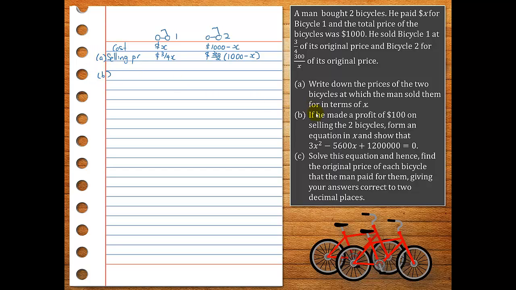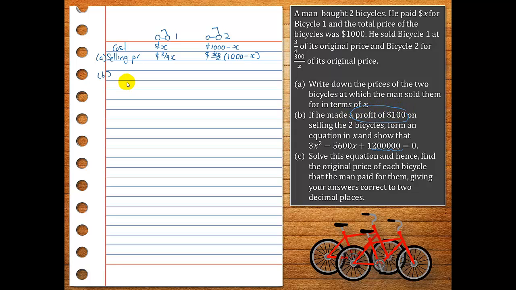For part B, if he made a profit of $100 on selling the 2 bicycles, form an equation in X and show that 3x squared minus 5,600x plus, now how do we read this? This is actually 1.2 times 10 to the power of 6. So this is 1.2 million equals to 0.